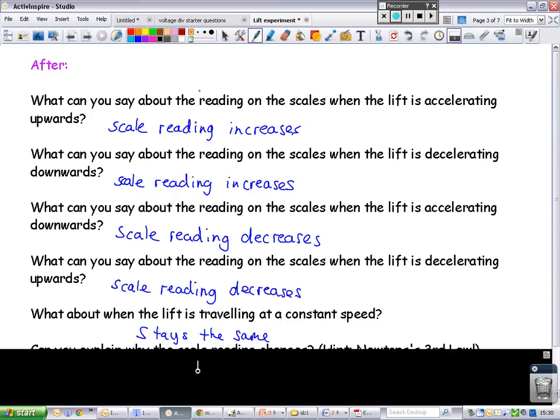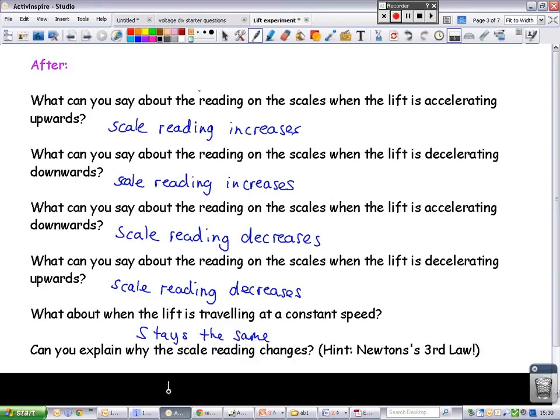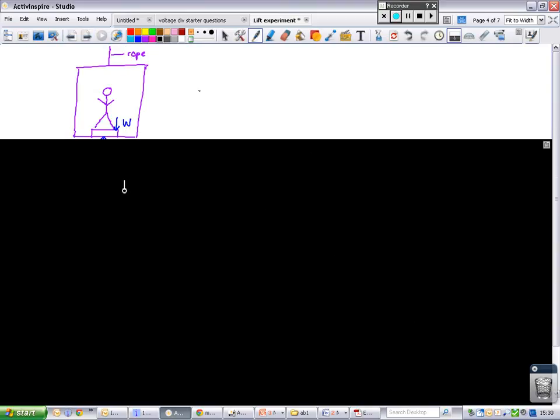For a constant speed, it stays the same, so whatever it is on the ground, it's the same when you're at a constant speed in the lift. The last part there was explaining why the scale reading changes, and that was the hard part. It involves Newton's third law, so we went on to explain that by using a free body diagram like this.